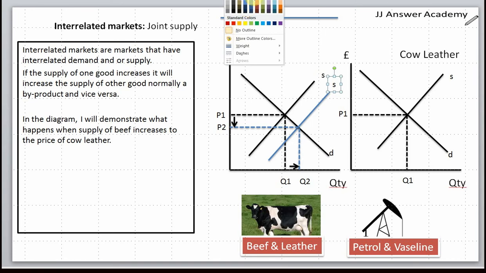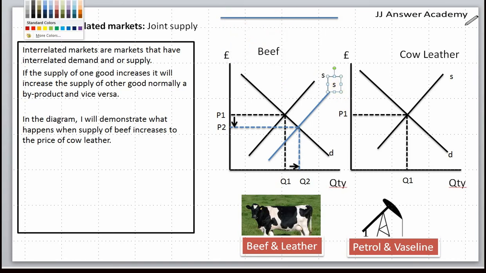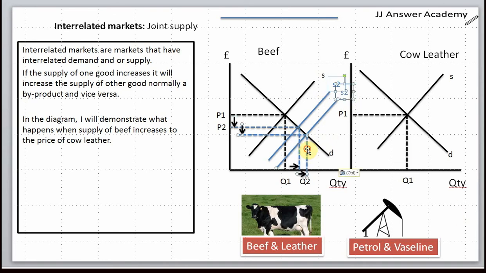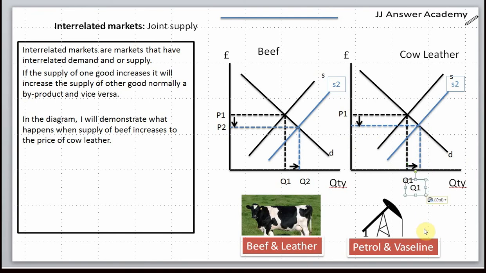What will happen to the quantity of cow leather? Is that going to increase as well if the quantity of beef is increasing? It's going to increase, due to joint supply. Yes, absolutely, due to joint supply. So the supply of cow leather has also increased. As we can see, quantity goes from Q1 to Q2, and the price falls down to P2.